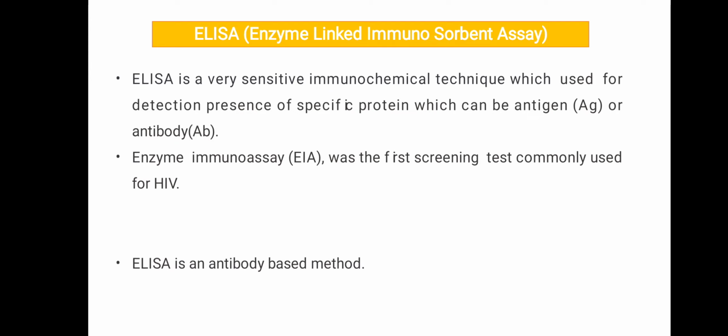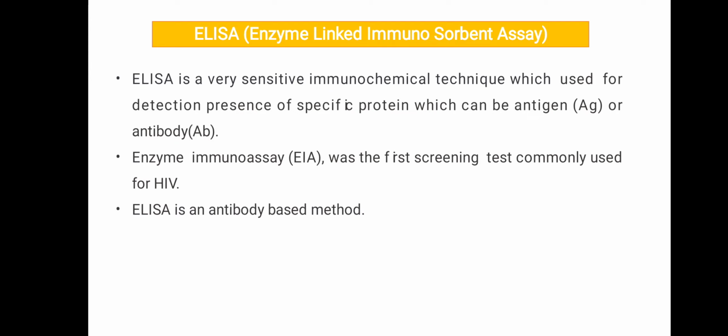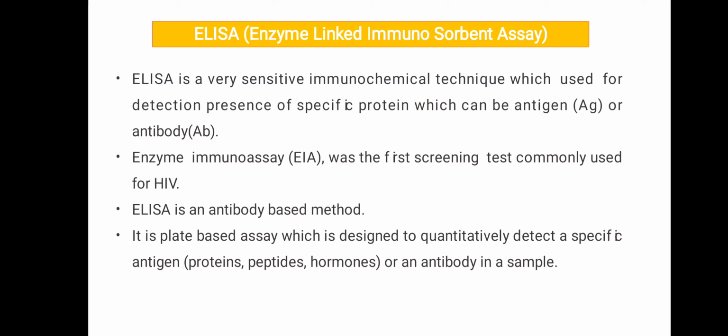Then we learn about ELISA. ELISA is a very sensitive immunochemical technique used for detection of the presence of specific proteins, which can be antigens or antibodies. This is the first screening test commonly used for identification of HIV. ELISA is an antigen-antibody based method. It is a plate based assay designed to quantitatively detect specific antigens, proteins, peptides, hormones, or an antibody in a sample.